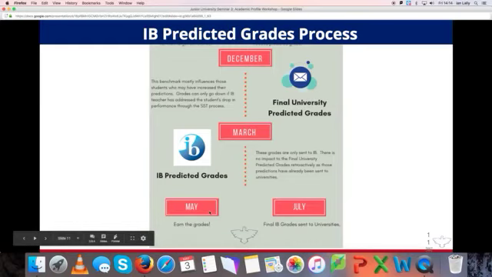And then May, you actually take the exams. And July, your final IB grades are sent to university. Anywhere we have a conditional offer, which many conditional offers can come from anywhere in Europe or also Canada, these are hard conditional offers. That means if you don't get them, you're likely not to attend.